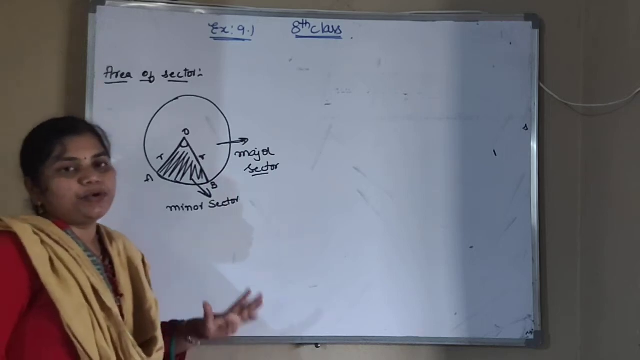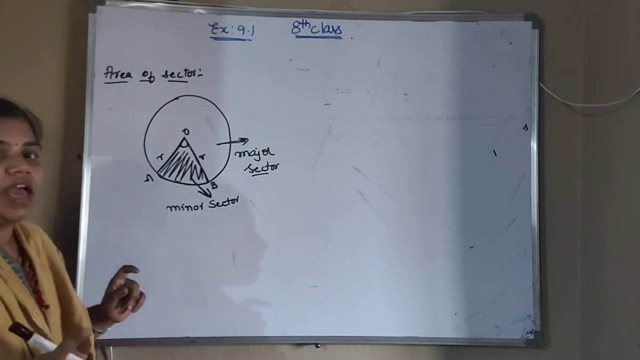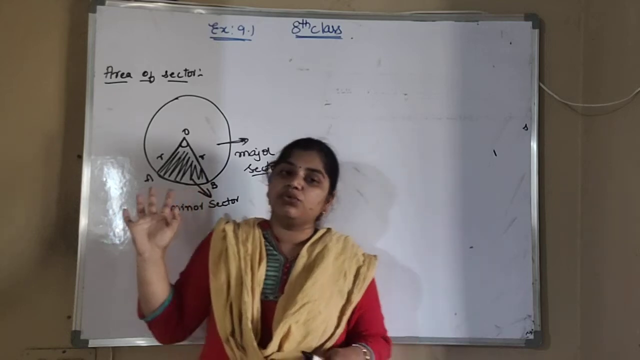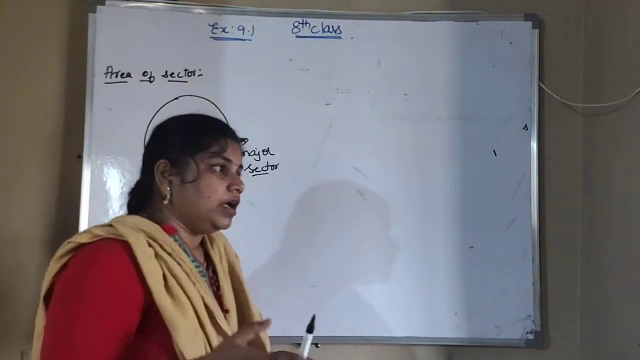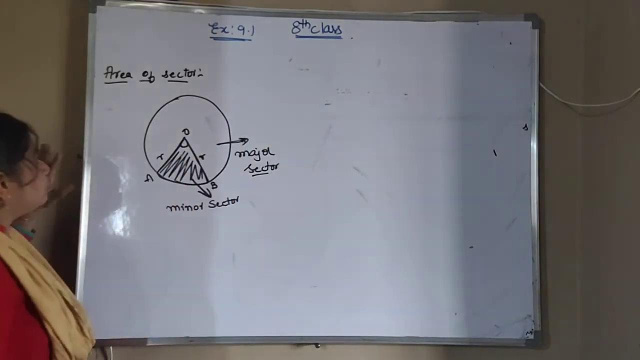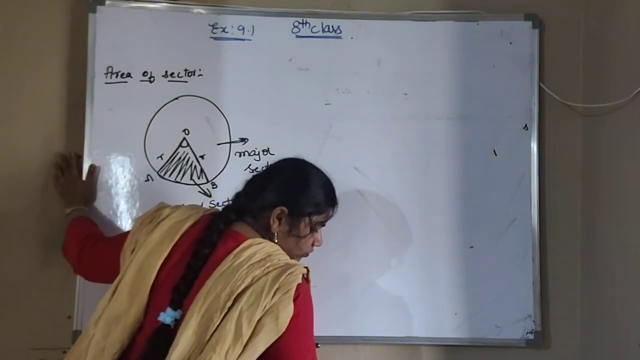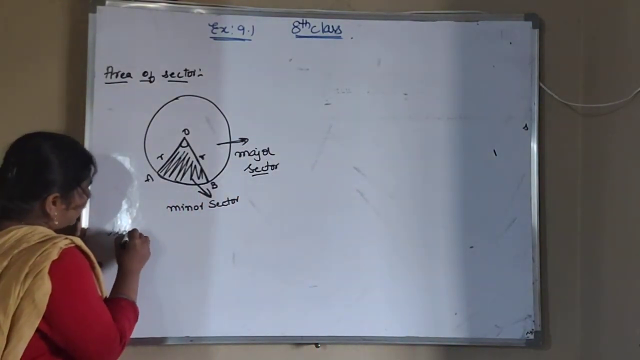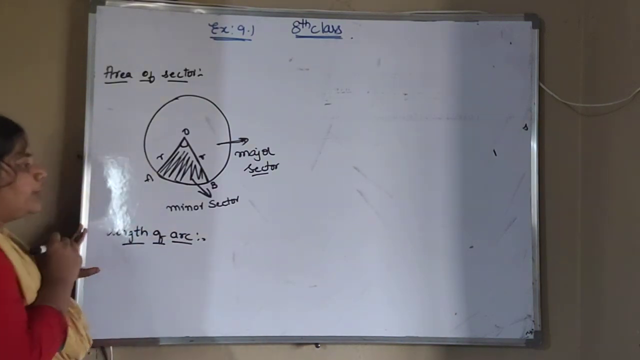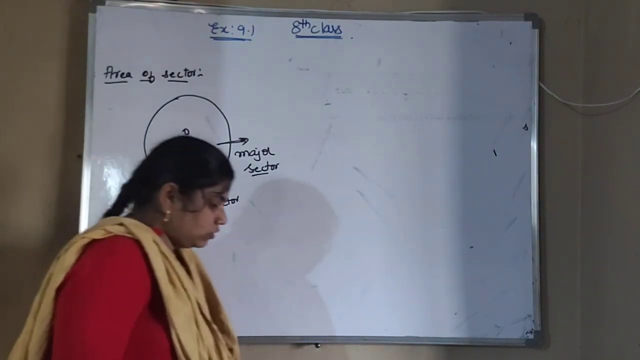Now we have to find the area of a sector. Till now I hope you have understood how to find the area of a circle and the area of a circular path. In the next class we will learn how to find the area of a sector, and next is the length of an arc. So in the next class we are going to learn the formulas for the area of a sector and the length of an arc. So thank you.